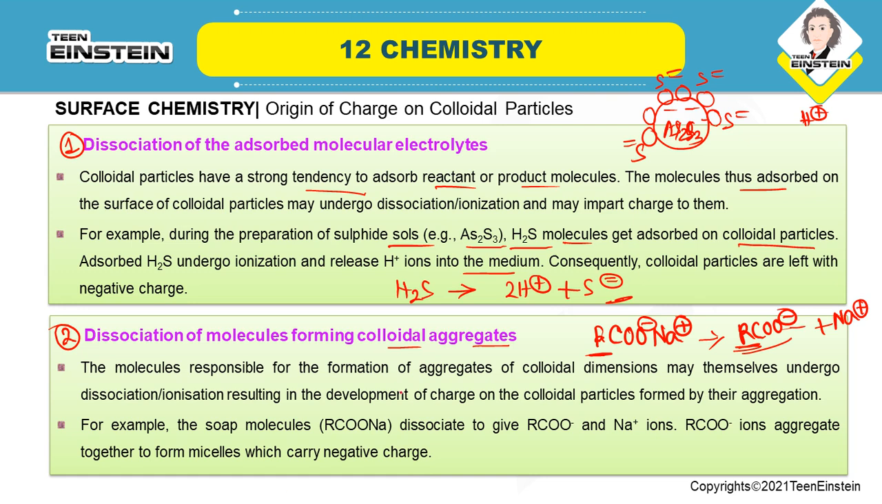So the molecules responsible for the formation of aggregates of colloidal dimension themselves undergo dissociation, and as a result there is development of charge on the colloidal particles, because of their aggregation. Several RCO2- anions will be together. The micelle is like this, where the spherical portion is hydrophilic and the tail portion is hydrophobic. Here the negative charge is present because the polar head is CO2-, so on the surface there will be negative charge.